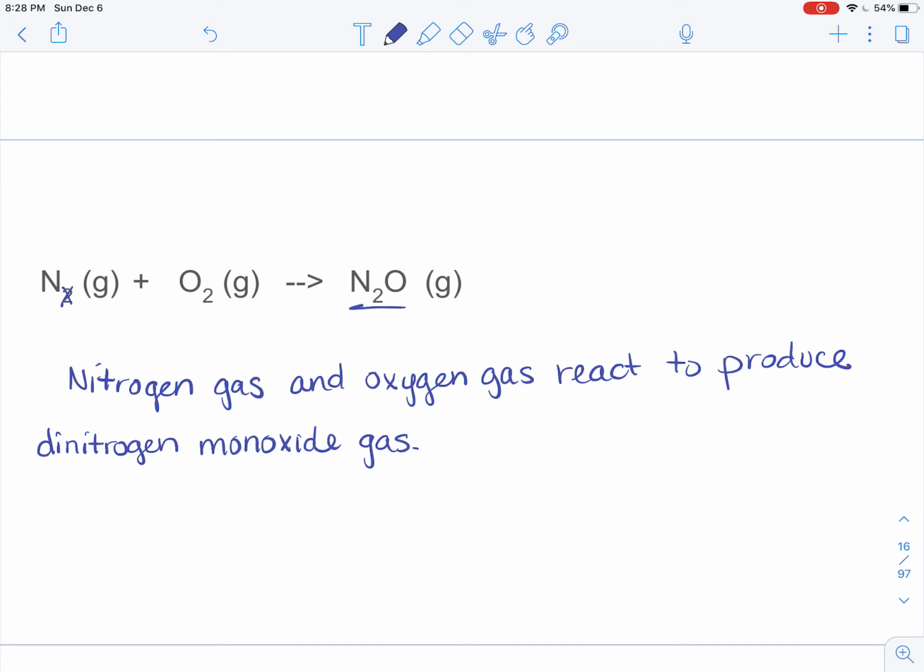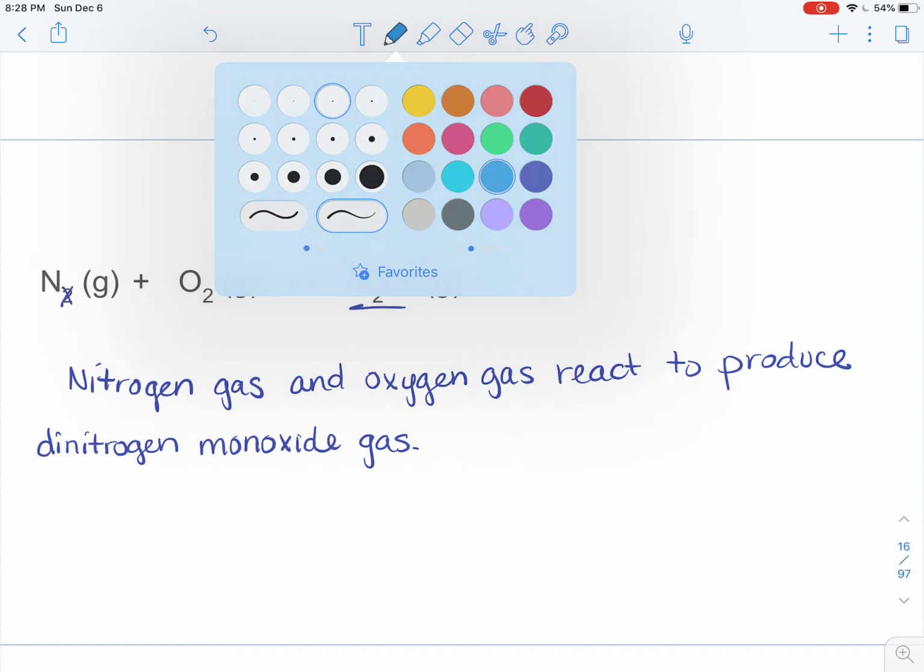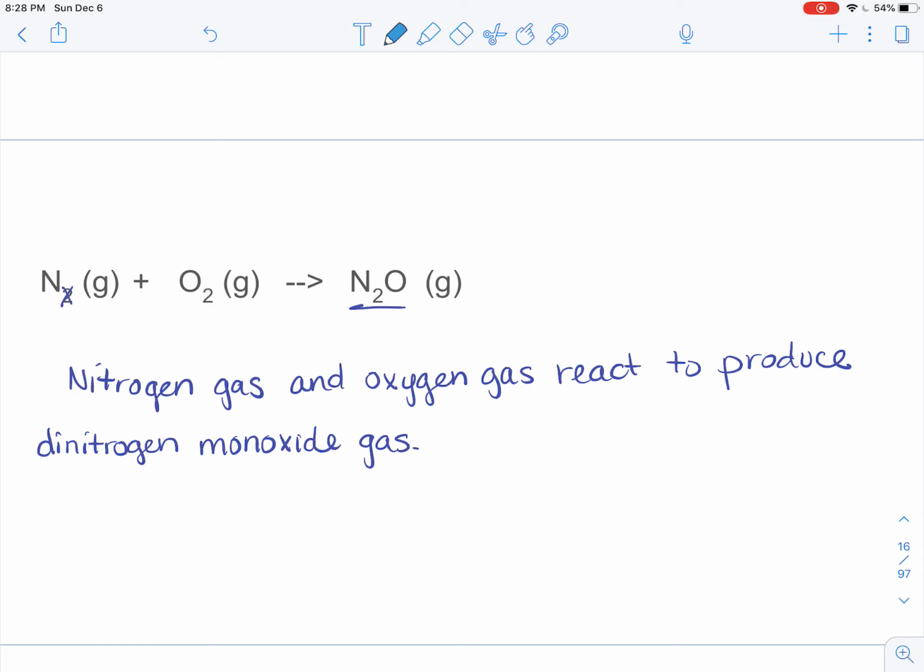I should note, just as a little helpful hint here on homework and whatnot, sometimes instead of seeing react to produce, you'll see yields, okay, and that means the same thing. I think I just spelled that wrong. I think it's IE, but either way, yields will mean the same as react to produce for future reference.